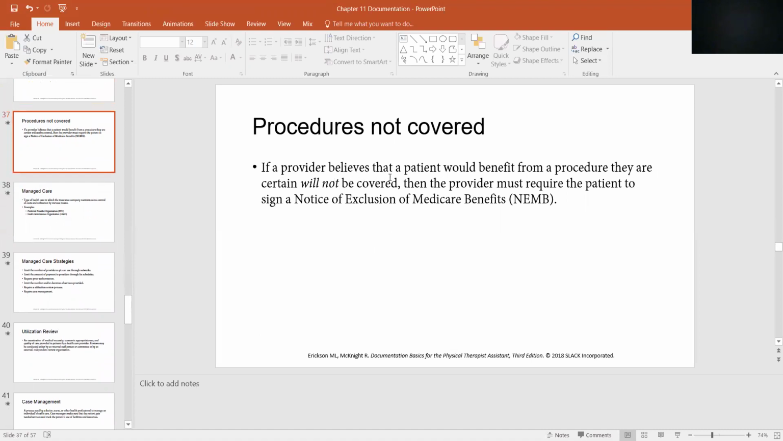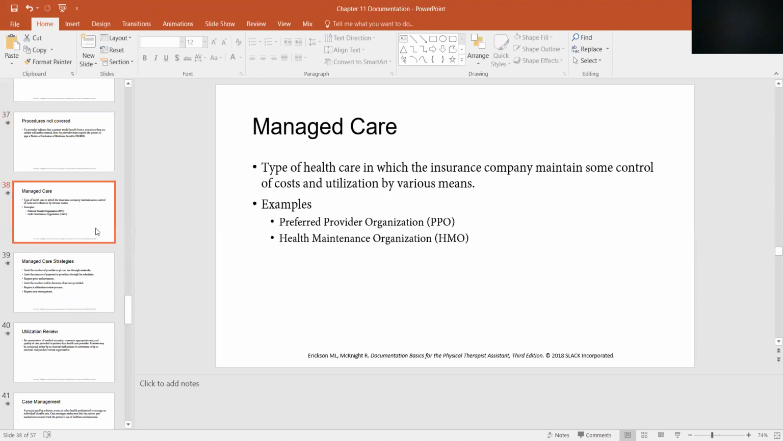If the provider believes that a patient would benefit from a procedure they are certain will not be covered, then they have to require the patient to sign a Notice of Exclusion of Medicare Benefits, an NEMB. And that is something new that has come along since I've been in the clinic. So probably in the last 3 years, or else my facility was not doing that, which is very possible.